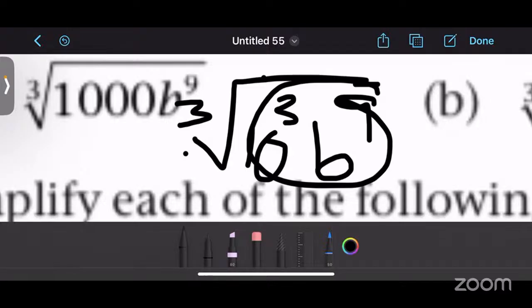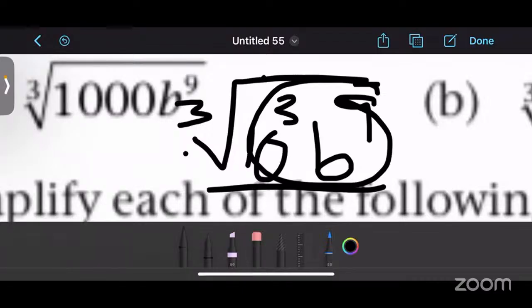Then my answer is... I want you to say it. What do you call it, from the beginning? Okay, ma'am. I say cube root of 1000, then I say cube root of x to the power of 9. B to the power of 9.